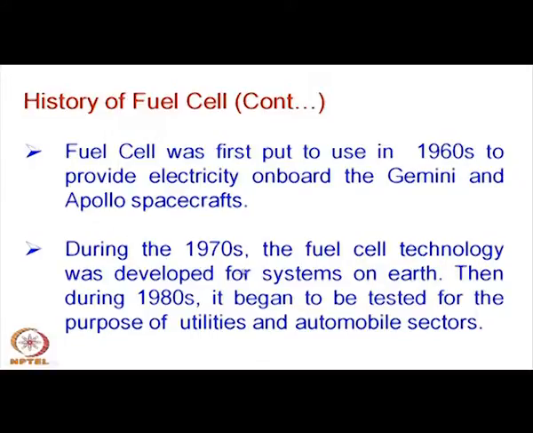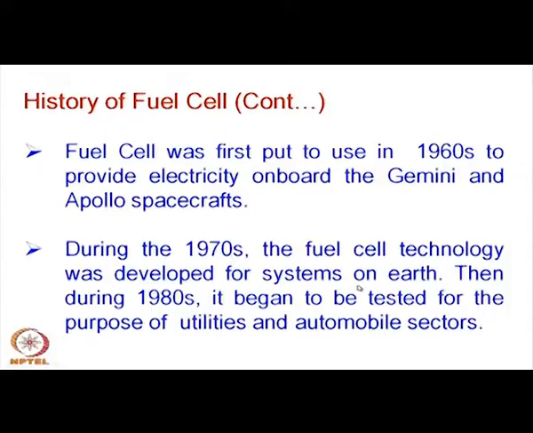During the 1970s, fuel cell technology was developed for systems on Earth. Looking at the success of the space missions, the Gemini and Apollo spacecraft missions, people found that the technology could be used on Earth also for our own purposes, because there is a shortage of fossil fuels, and it could be an alternative source of energy. So that was the first time, in the 1970s, that people started developing a commercial way.